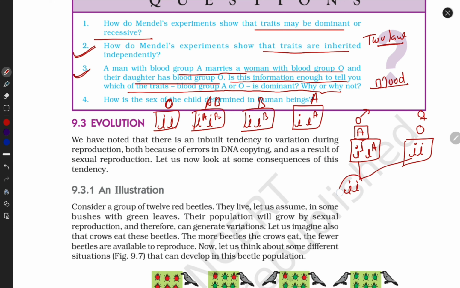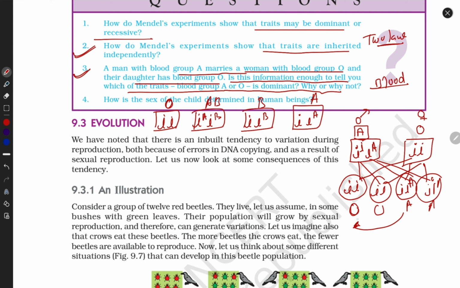Is it clear, guys? The first child, whether daughter or son, has blood group O. Again, the second child also has blood group O. The third child has blood group A, and the fourth child also has blood group A. Each birth is independent. Now, how is the sex of a child determined in human beings?